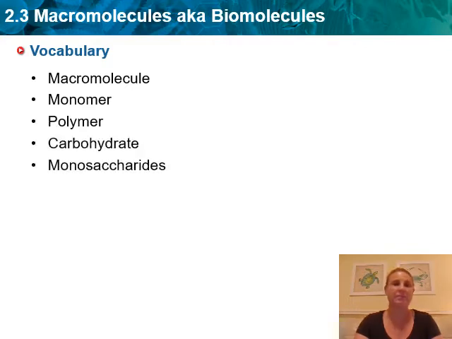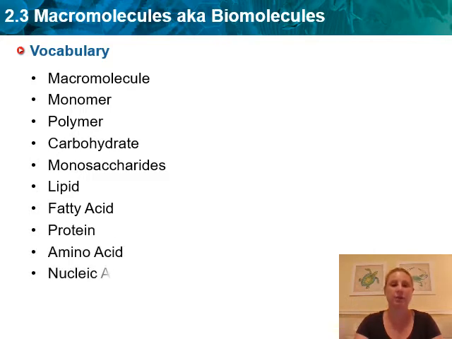Anyway, our vocabulary is macromolecule, monomer, polymer, carbohydrate, monosaccharides, lipid, fatty acid, protein, amino acid, nucleic acid, and nucleotide. So we have a lot of vocabulary that we're going to cover in this section. And yes, this is a heavily tested section on our EOC at the end of the year. So please study the section, listen to what I tell you. You're going to be doing a little study guide when you're done. So please make sure you really study this section.